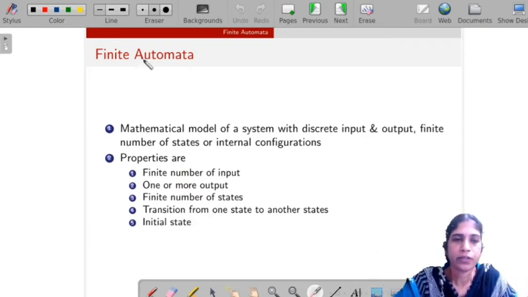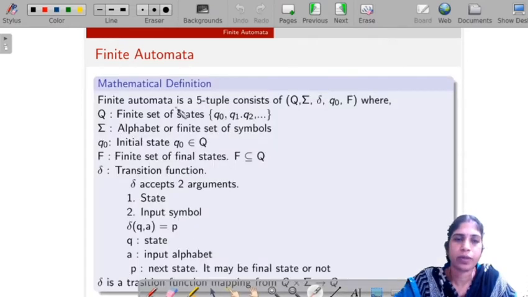That is the finite automata. That means finite automata must satisfy these 5 properties. It must have finite number of inputs, it must have finite number of states, then there are one or more outputs, then there is a transition from one state to another state, then there is an initial state. So we can mathematically define what is finite automata. The mathematical definition of finite automata.